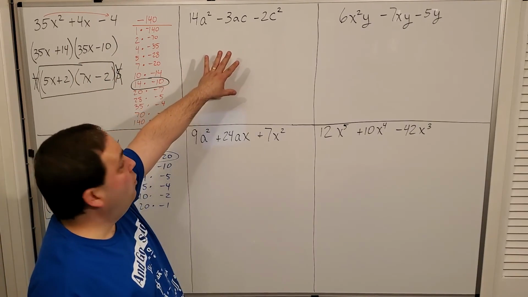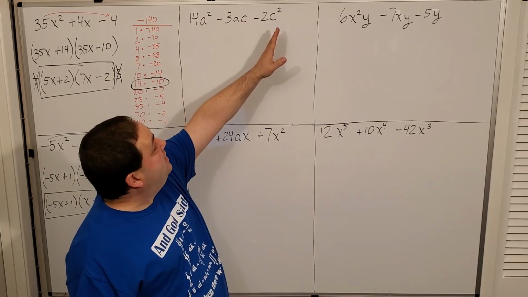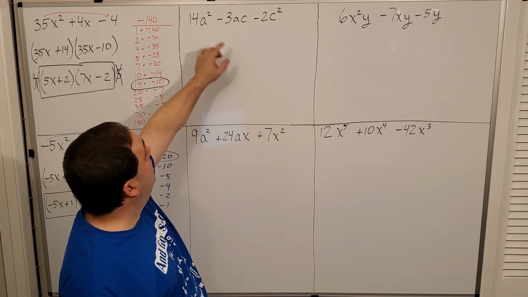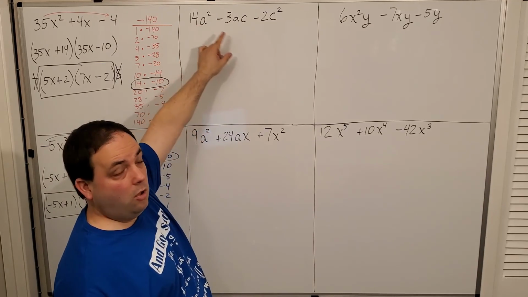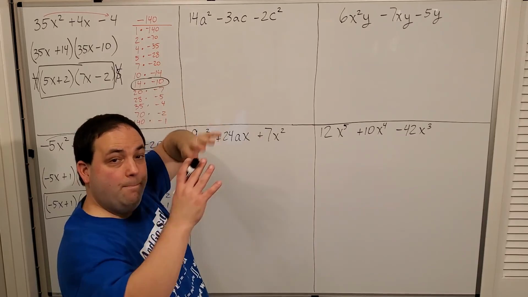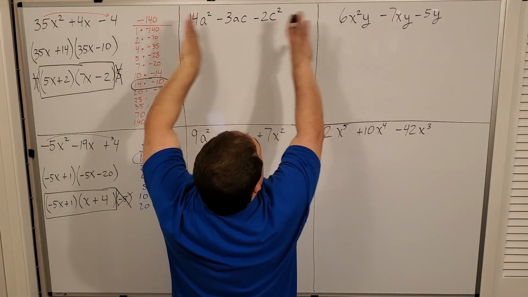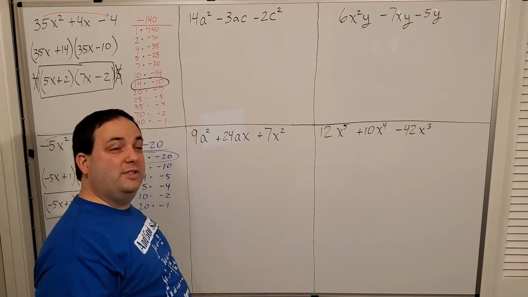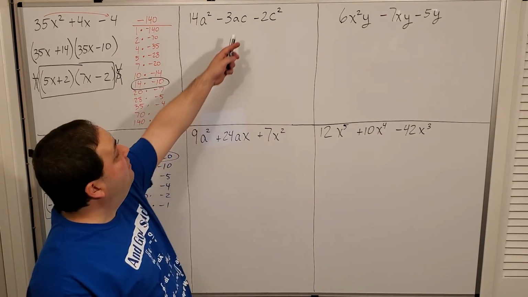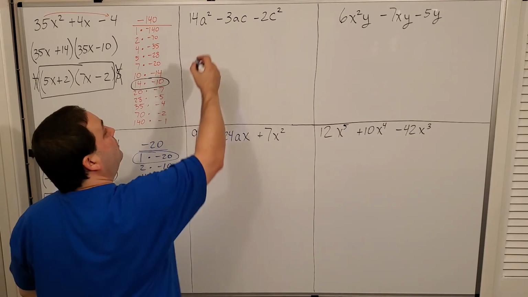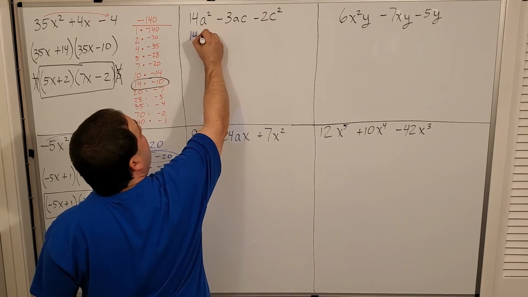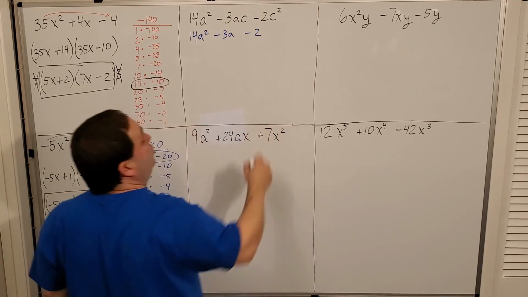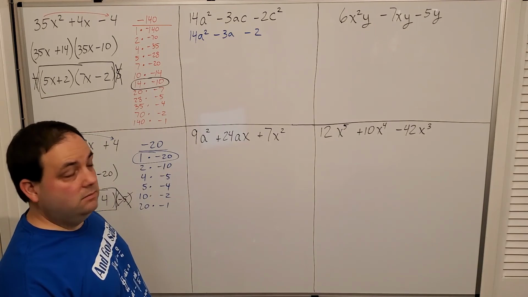Remember these patterns from before? Okay, there's no GCF here, right? 14, 3, and 2 don't have anything in common, and the letters aren't all throughout, but it's that mirror pattern where I have the squares on either side and one of each in the middle. Remember, you can factor those by pretending that one of the letters isn't there. So in other words, pretend 14a squared minus 3a minus 2 is the thing you're factoring.